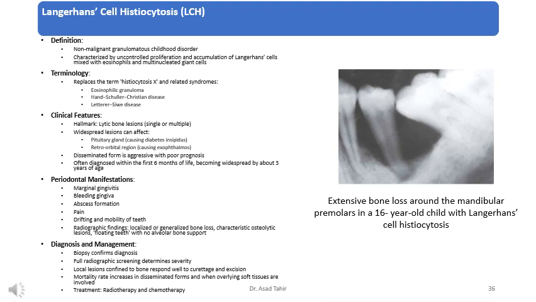Diagnosis and management. Biopsy confirms diagnosis. Full radiographic screening determines severity. Local lesions confined to bone respond well to curettage and excision. Mortality rate increases in disseminated forms and when overlying soft tissues are involved. Radiotherapy and chemotherapy. Understanding the clinical presentation, radiographic findings, and treatment options is essential for diagnosing and managing Langerhans cell histiocytosis, particularly in cases where periodontal manifestations are the presenting sign.